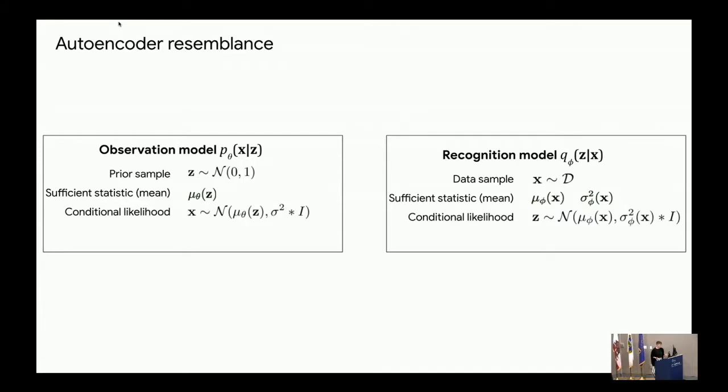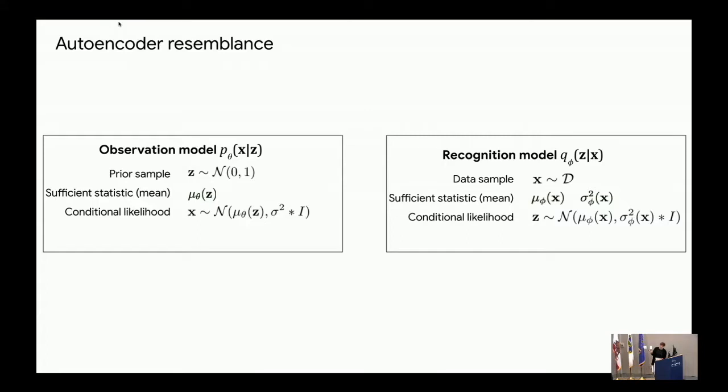So variational autoencoders look very, very similar to this. We can also think of them as a stochastic and regularized version of an autoencoder. So here we have the observation model. Again, we have this prior distribution, which we sample from. We're going to have some network, which is our decoder network, and it's going to produce the mean of a Gaussian distribution, and then we can sample from that distribution.